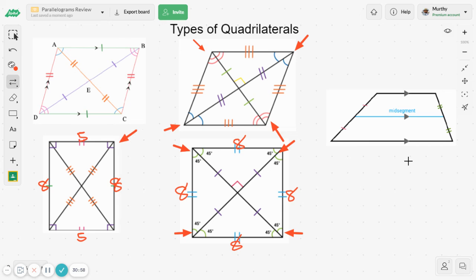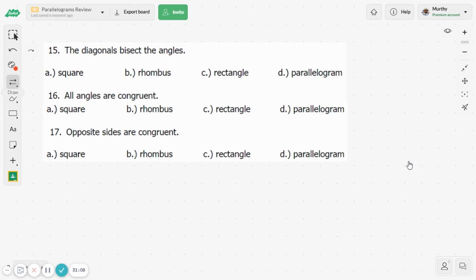And here, is it mentioned? No. Do you see that? So you can take two answers for this. You can take two answers. So it's a rhombus and a square.